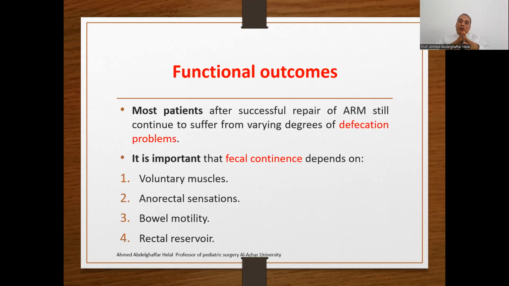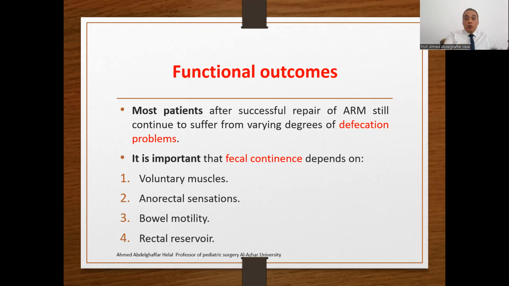Now we will speak about the most important and the last one, the functional outcome after anorectal malformation repair. Most patients after successful repair of the anorectal malformation still continue to suffer from some degree of defecation problems. It is important to understand that fecal continence normally depends on the presence of the voluntary muscles, the anorectal sensation, the bowel motility, and the rectal reservoir. 4 items controlling the fecal continence. Let's concentrate on this point.